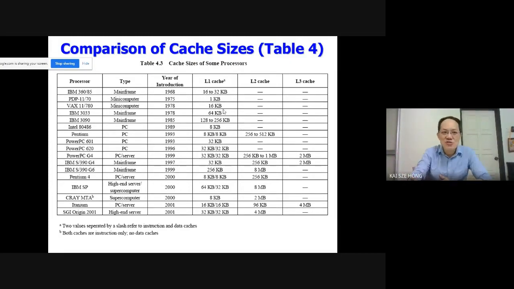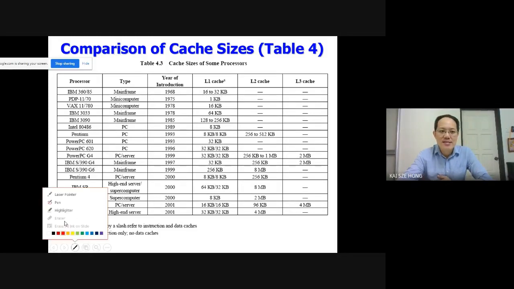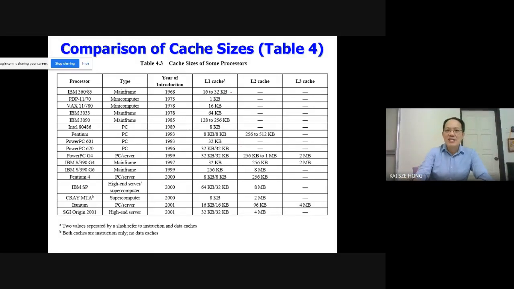This is the long time ago computers, IBM 1968. Basically, it has a cache. The cache is 16 to 32 kilobyte. Okay, it's only level 1. Then after that, when the computer became more modern, the size of the cache became a little bit bigger, 64 kilobyte. And after that, it became 128 to 256 kilobyte. Eventually, coming to here, it became 8 KB for the Intel 80486.